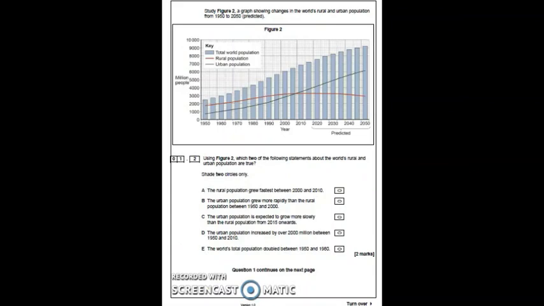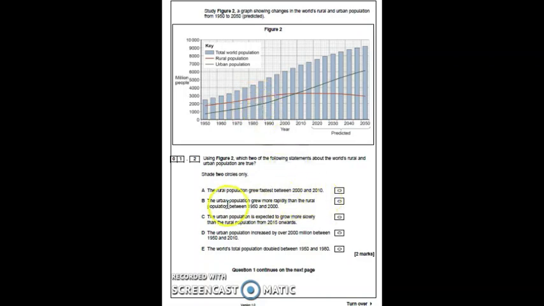Question 1.2. Study figure 2, a graph showing changes in the world's rural and urban population from 1950 to 2050. Okay, 2-mark question. Using figure 2, which 2 of the following statements about the world's rural and urban populations are true? Shade 2 circles only. So, A, the rural population grew fastest between 2000 and 2010. So, 2000 and 2010, was the red line growing at its fastest level? No, the level was fastest around about 1970s, 1980s, just because the line was a bit steep back then.